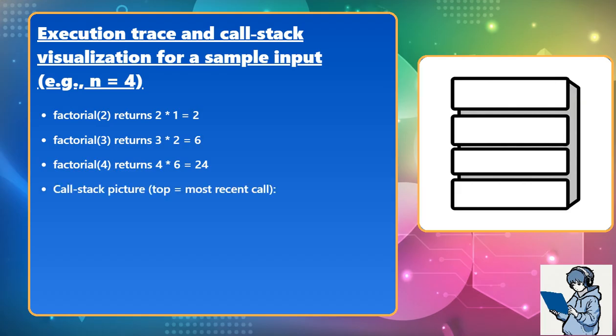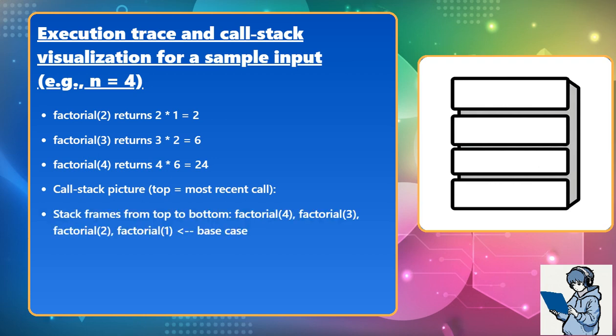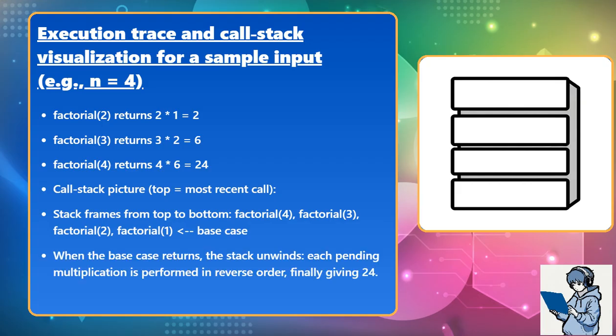Call stack picture: top equals most recent call. Stack frames from top to bottom: factorial 4, factorial 3, factorial 2, factorial 1 (base case). When the base case returns, the stack unwinds. Each pending multiplication is performed in reverse order, finally giving 24.